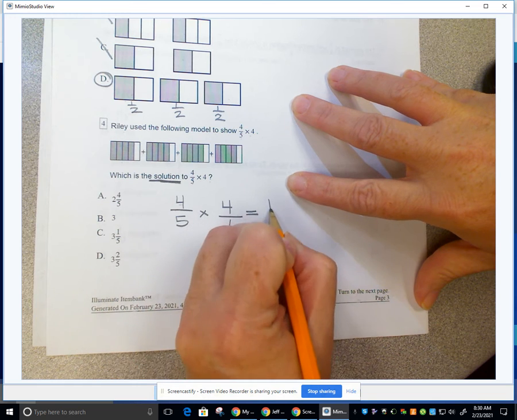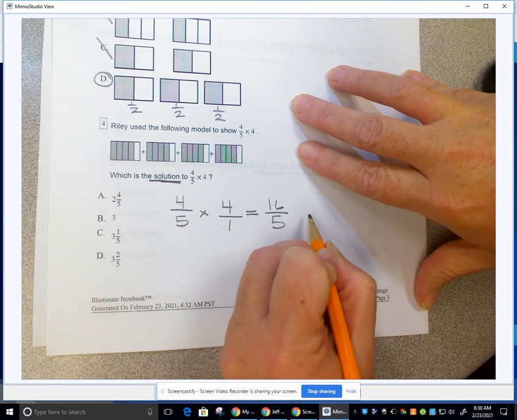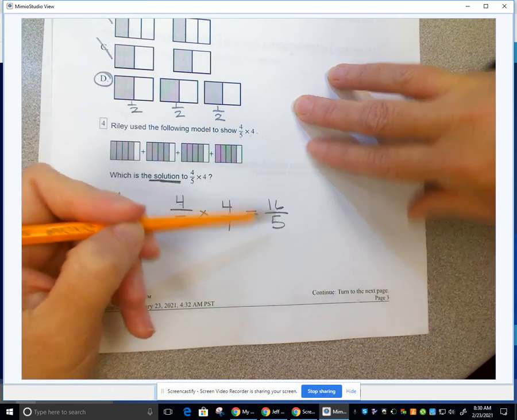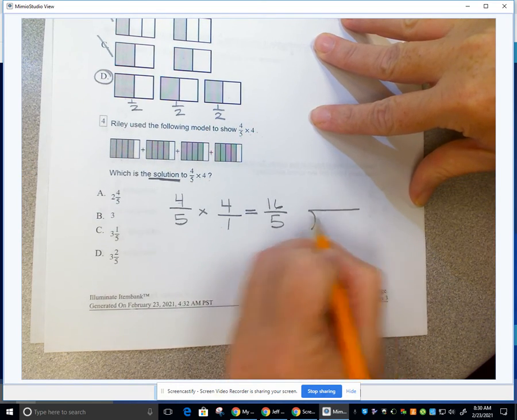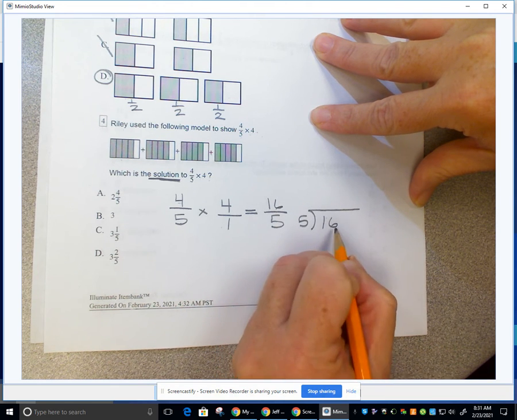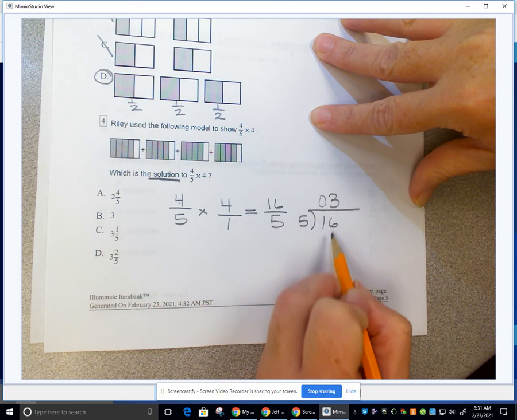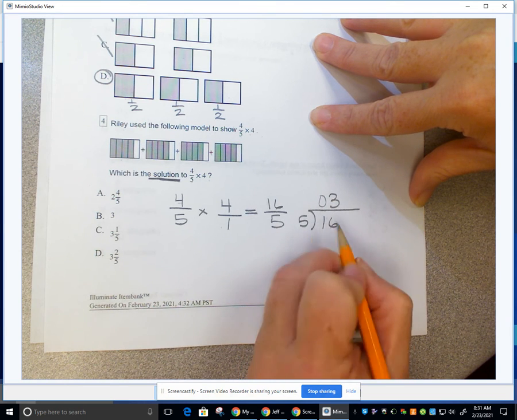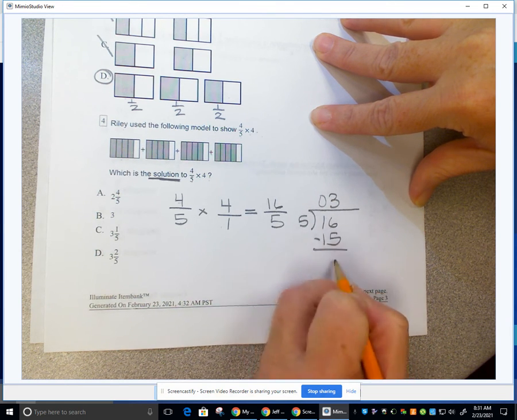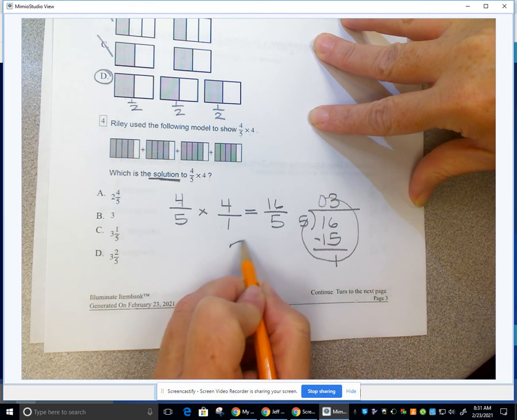4 times 4 is 16. 5 times 1 is 5. And I know this is improper, and when it's improper, I have to divide and fix it. The top number goes in. 5 will go into 16 3 times. I need to put a 0 there just to hold that place. 3 times 5 is 15. Subtract, 1, stop and rock. 3 1/5.